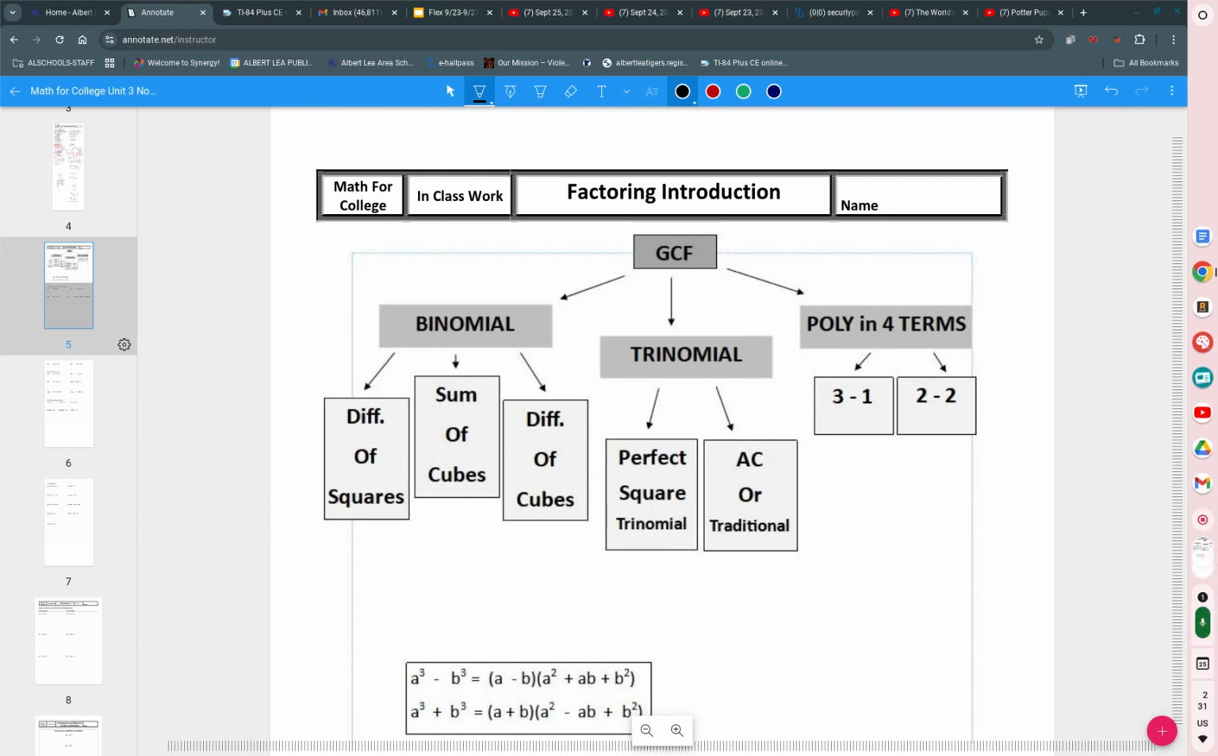Factoring introduction. We want to be able to factor. And the word factor means to write as multiplication. So for example, suppose I had the number 30. If I were to write the number 30 in factored form, I'd write it in multiples.